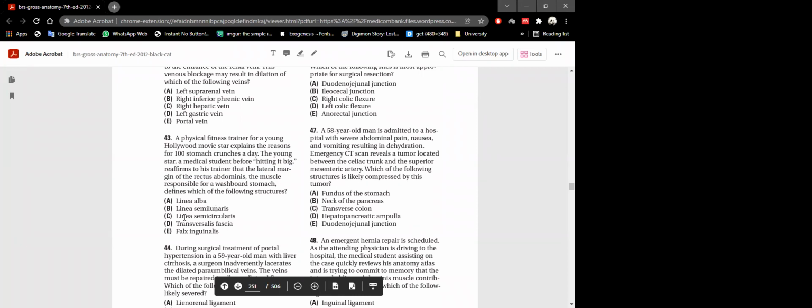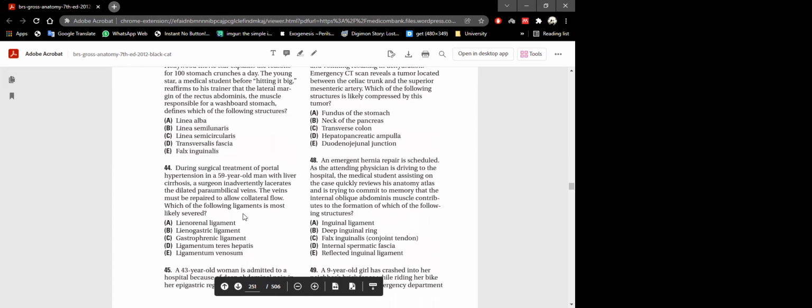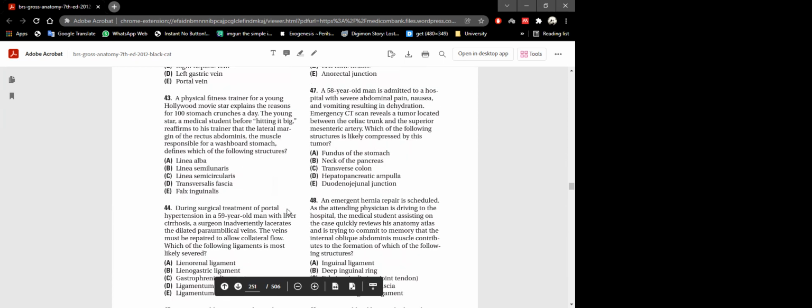By the way, the linea semicircularis is another name for the arcuate line. Linea semicircularis. It's another name for it. Just a quick fact.